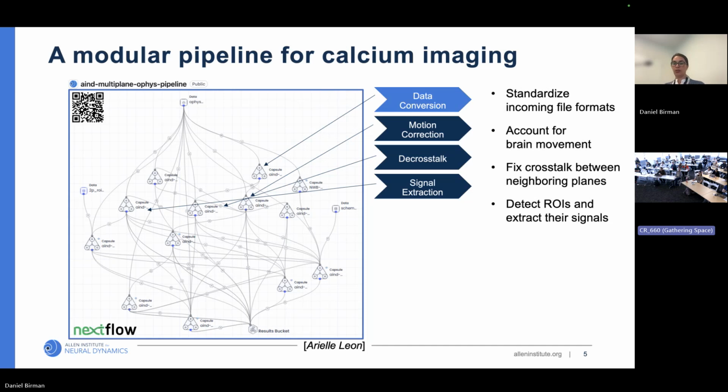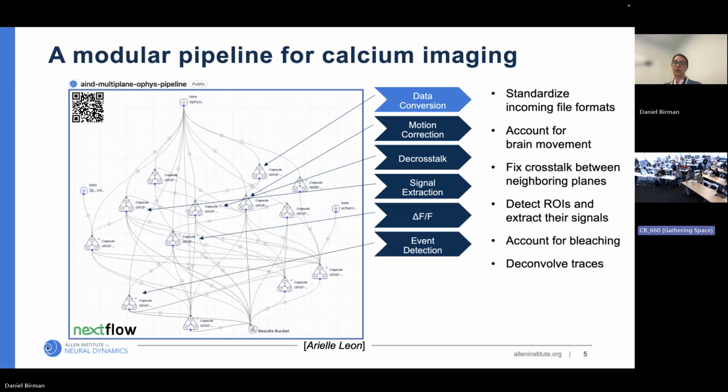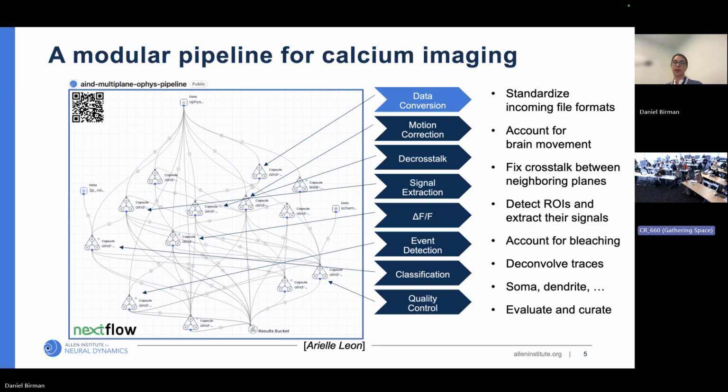We also run signal extraction to detect ROIs and extract their signals. We take those signals and account for bleach by running the delta F over F. Then we detect the given events from each of the ROI signals. We classify those signals as either soma or dendrite by one of our models.